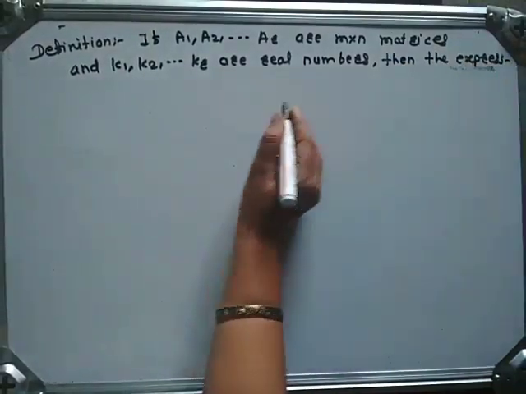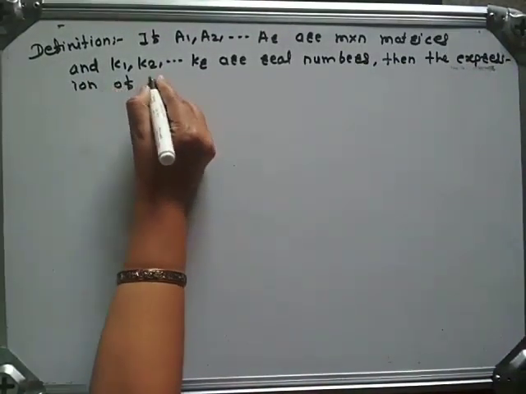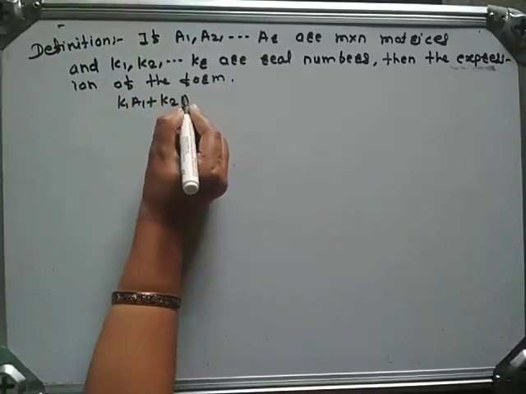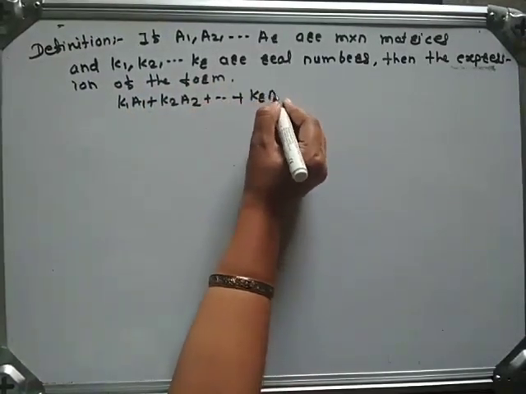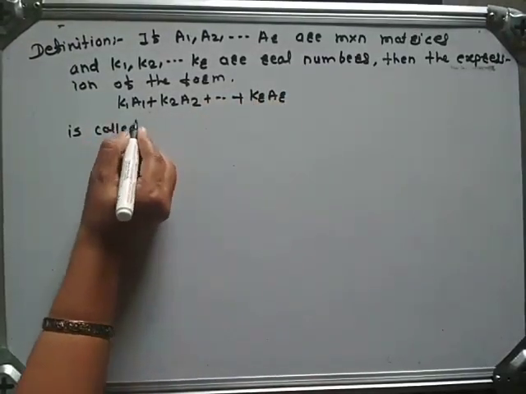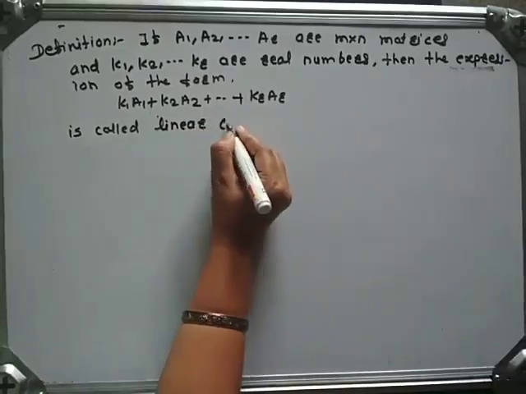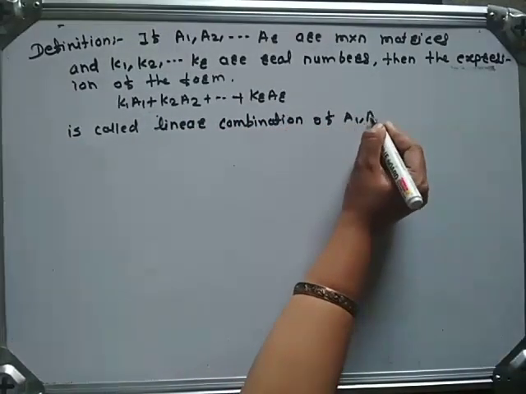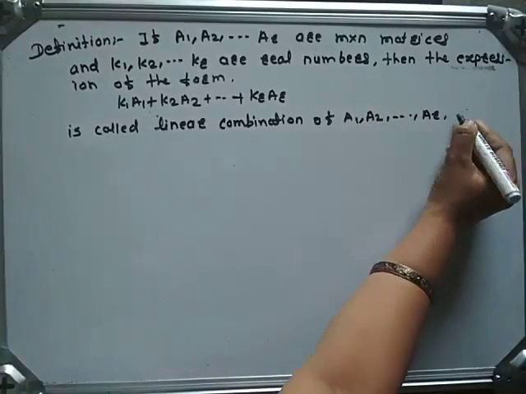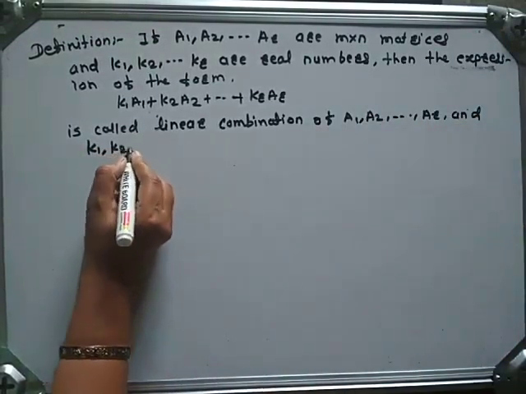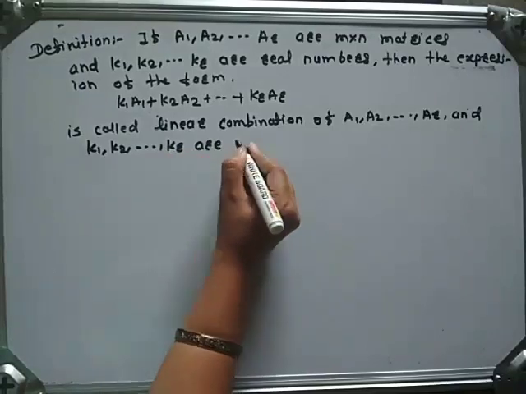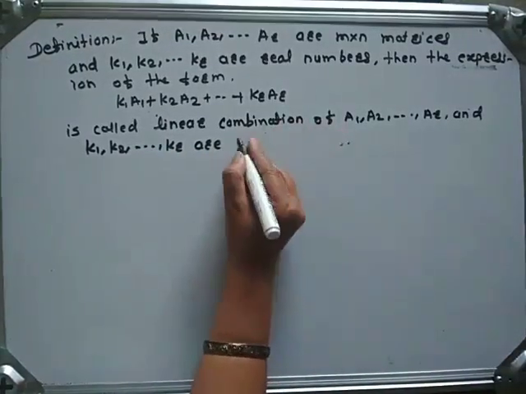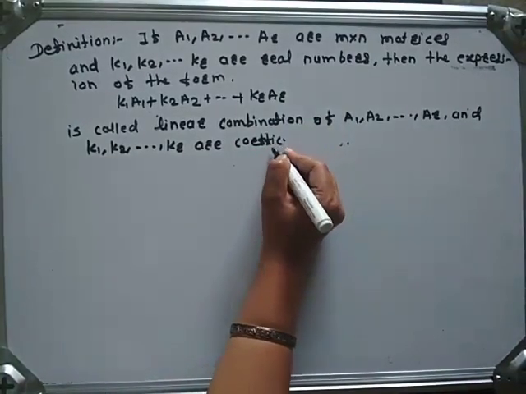expression of the form K1 into A1 plus K2 into A2 plus and so on plus Kr into AR is called a linear combination of A1, A2 and so on up to AR, and K1, K2 and so on up to Kr are real numbers, called coefficients, or we can call them scalars.